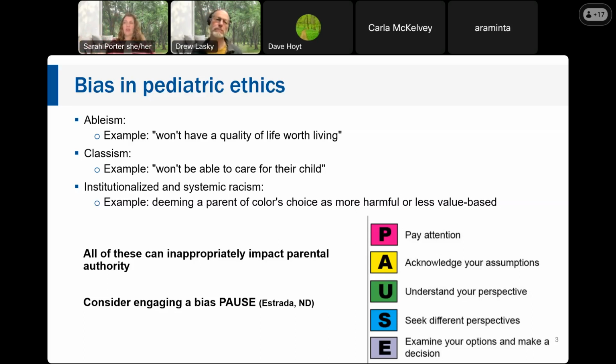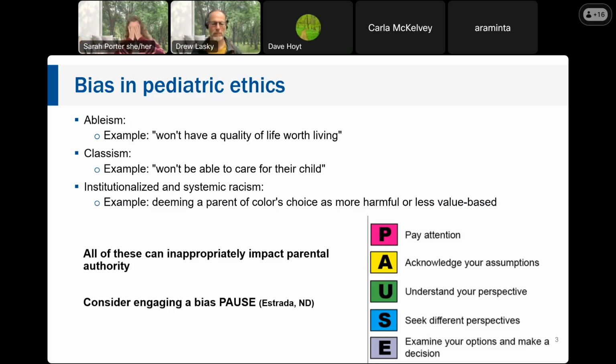And all of these things can inappropriately impact parental authority. They can change the situations in which we think parents should have authority. We should be very aware of that and really think about that as we have these conversations and as we think these through. I included the bias pause that's here.